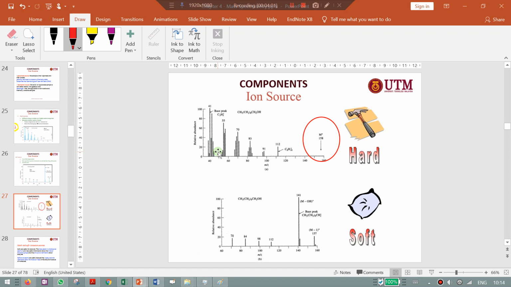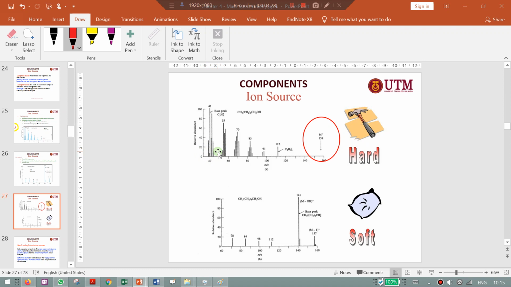So the question may give you two different kinds of spectra. They will ask you to describe which one is the hard and which is the soft ionization technique. Maybe the question can ask you to give your opinion regarding a situation. Why did you choose this kind of method? You need to describe why you need that.